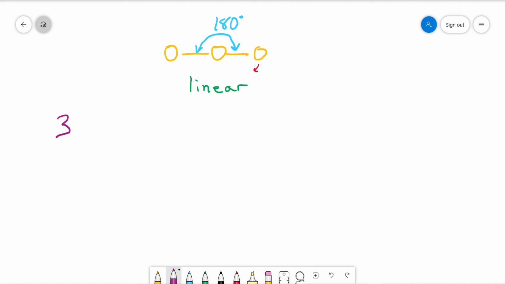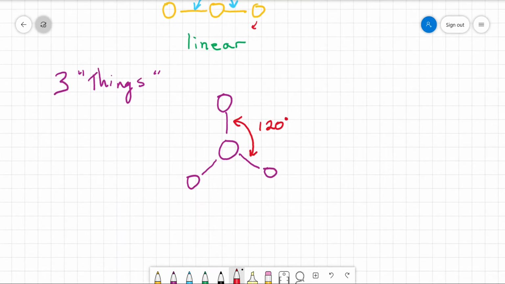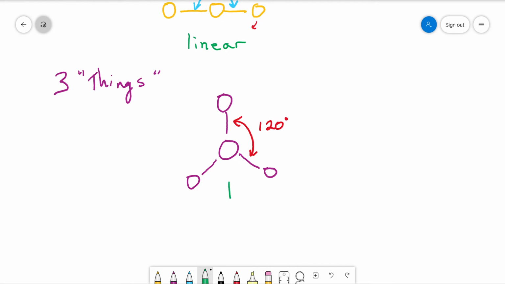So if we do three things around the central atom, if you think about having a central atom, what's the furthest three things can get from each other? That angle is 120 degrees. Okay. And the name we give to this is trigonal planar.